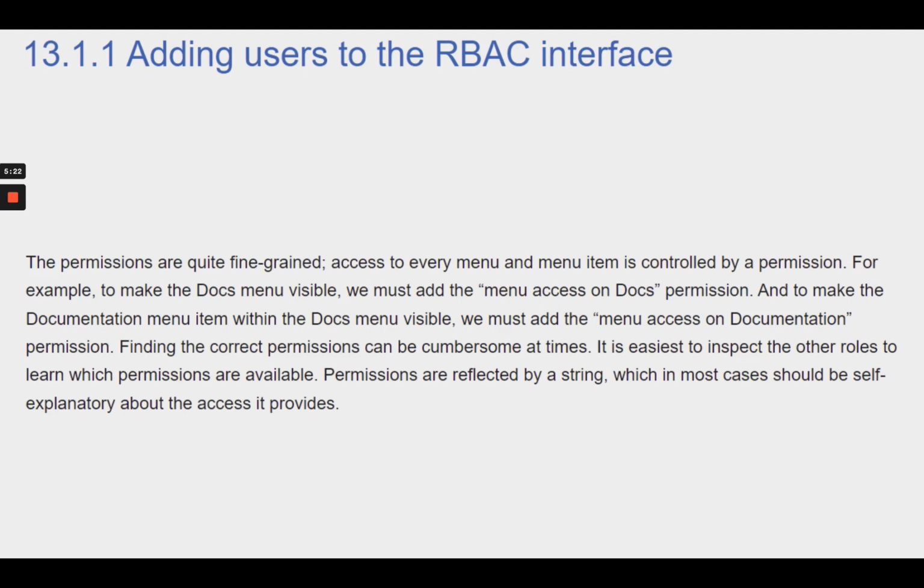And to make the Documentation menu item within the Docs menu visible, we must add the Menu Access on Documentation permission. Finding the correct permissions can be cumbersome at times. It is easiest to inspect the other roles to learn which permissions are available. Permissions are reflected by a string, which in most cases should be self-explanatory about the access it provides.